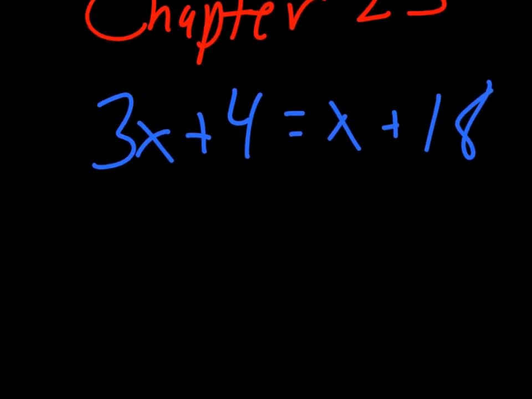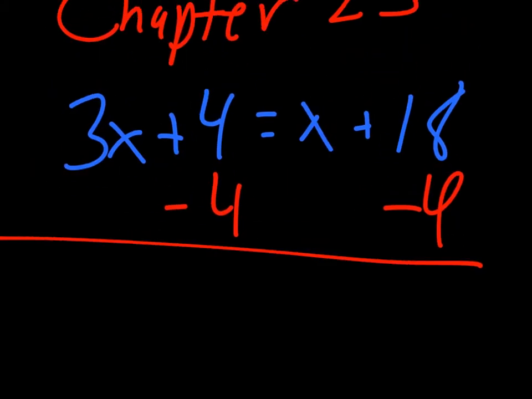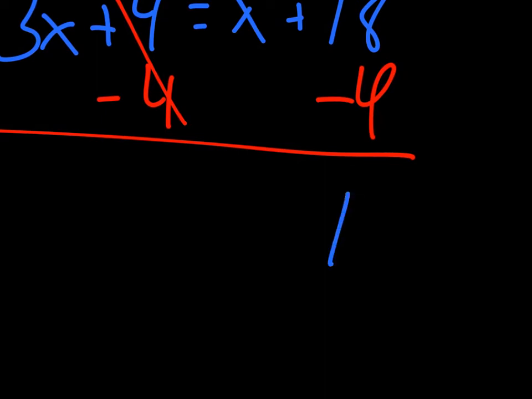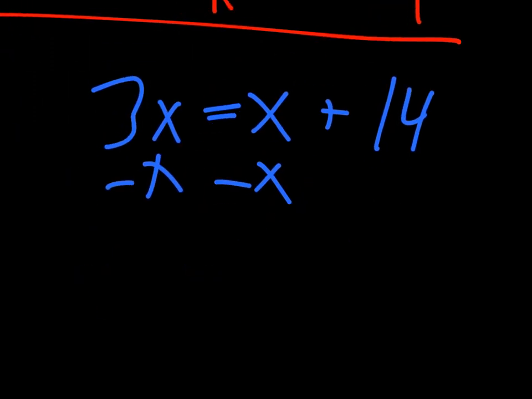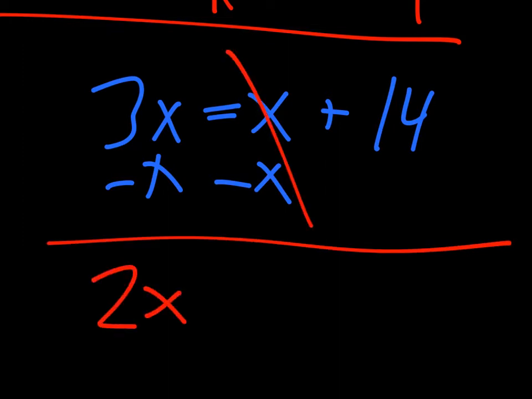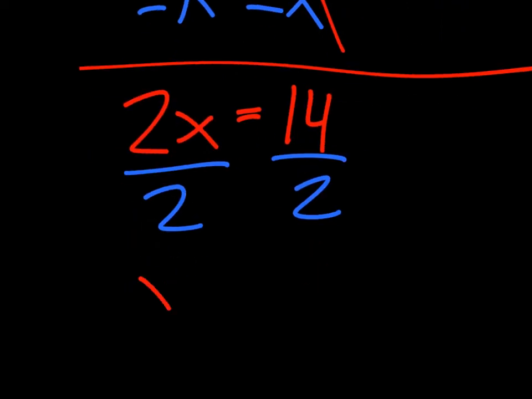So what we need to do is subtract the 4 on both sides, like we always did. This goes away. And 18 minus 4 gives us 14. Alright, now we can subtract this x on both sides, like we were doing before, like combining like terms, right? So now, the 3x minus x gives us 2x. This goes away, equaling positive 14. Now, we can divide by 2 on both sides, and x equals 7.